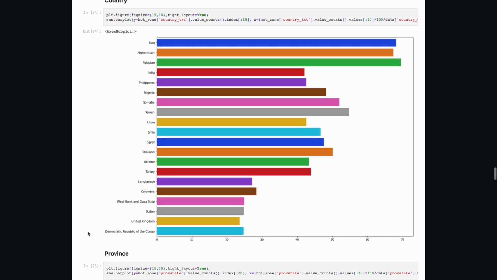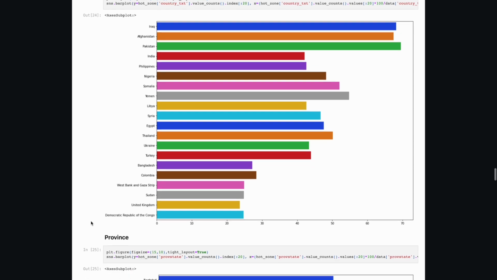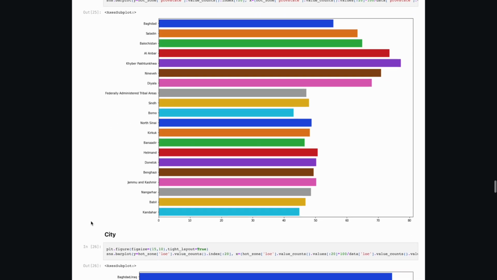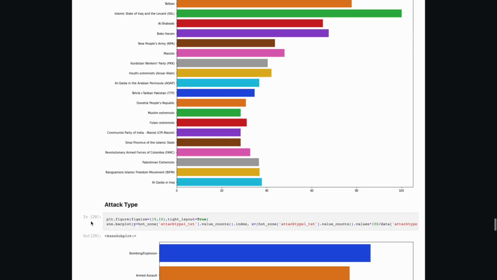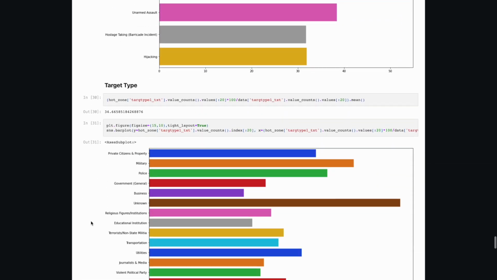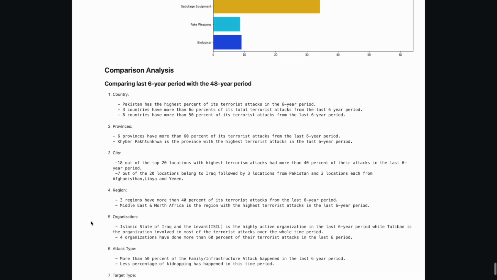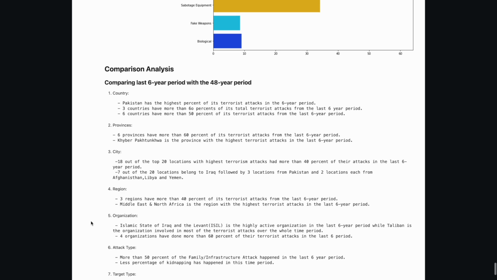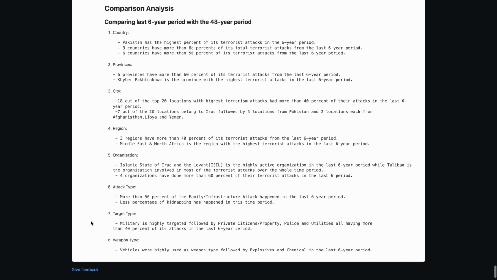Now, looking specifically into the last 6 year period, we'll again go through various parameters such as country, province, city, region, organization, attack type, target type, and finally weapon type. Comparing this 6 year period with the 48 year period, we know that in the last 6 years alone, Pakistan had the highest percent of attacks, while Iraq has more attacks in the overall period. Pakistan has seen more attacks in the last 6 year period.